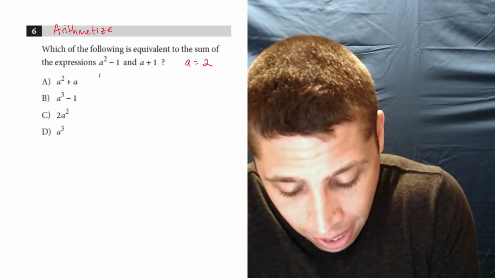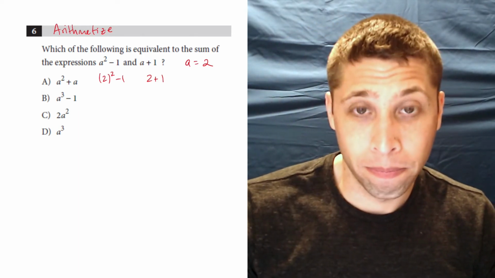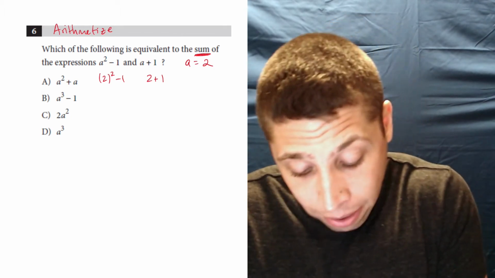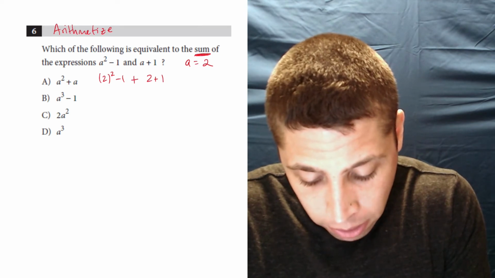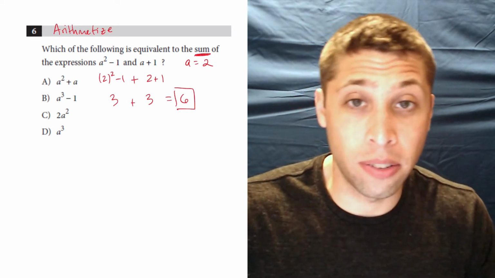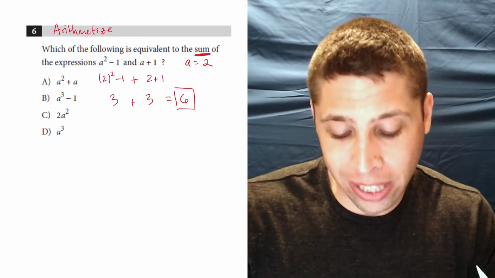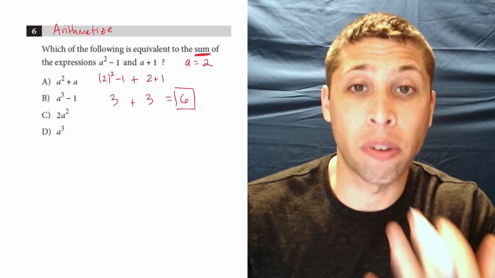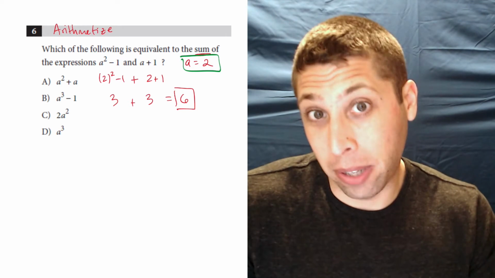Well, that means that now all my A's get replaced with a 2. And what were they telling me to do with these two values anyway? They were telling me to sum them, which means to add, right? So we've got to memorize what that means. So that means 4 minus 1 is 3, and 2 plus 1 is 3, so the sum of these values is 6. Now obviously that's not an answer because there's no 6 here, but we can take our answers and do the same thing that we just did to the original question. We can replace our A with 2 because that's what we did. So let's take a look.